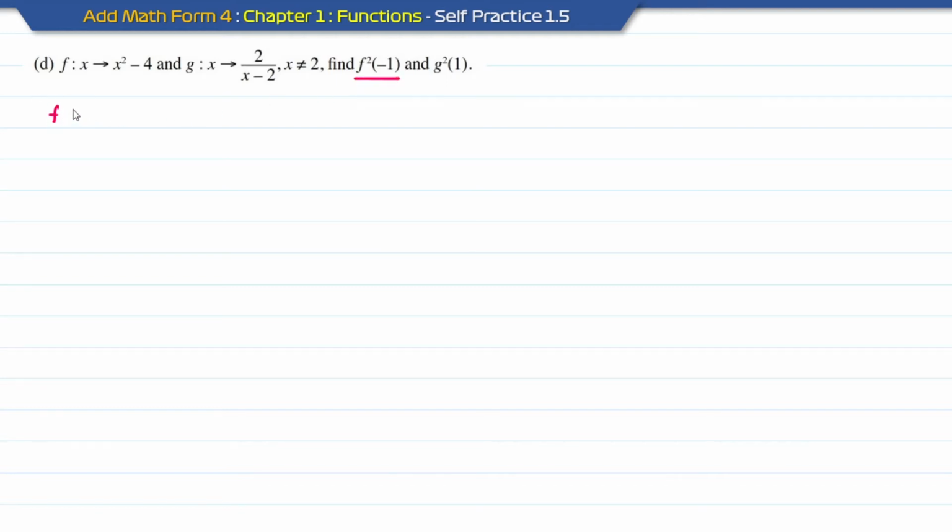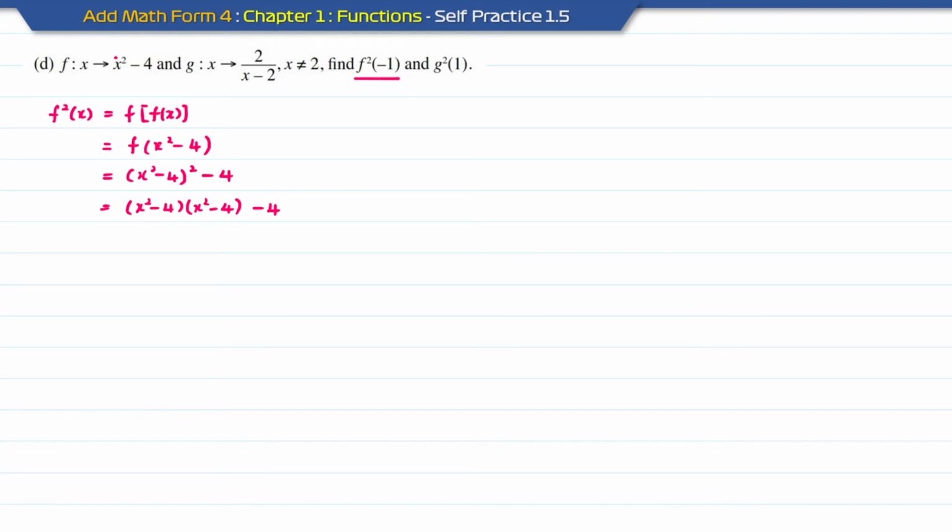The iterated function f squared is formed by inserting the function f into the function f. The function f here is x squared minus 4, so this is the one that we're going to insert into the x here. So you have (x squared minus 4) squared minus 4. This part means you're going to have the same bracket existing 2 times, something like this.